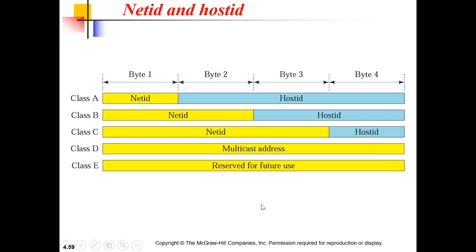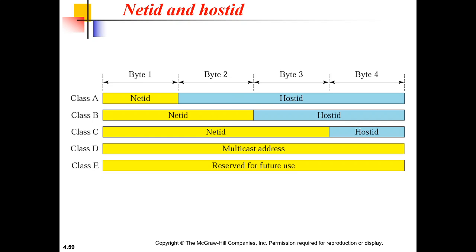So now, what is this net ID and host ID? For each class, prefix and suffixes define net ID and host ID. See here, for class A, the first byte represents net ID, that will provide you the network address or network ID, and 3 bytes represent host ID.